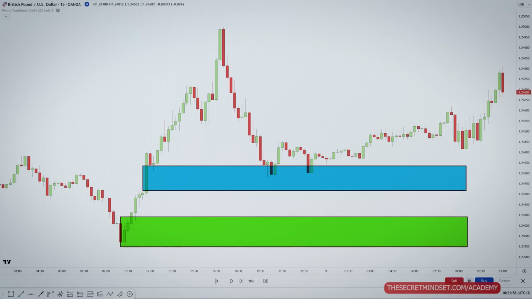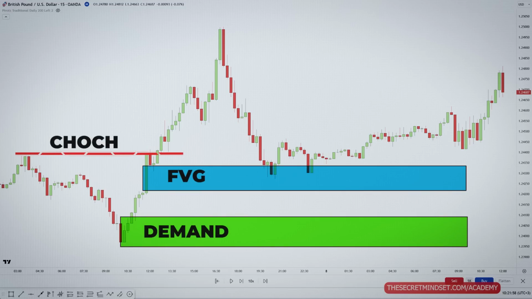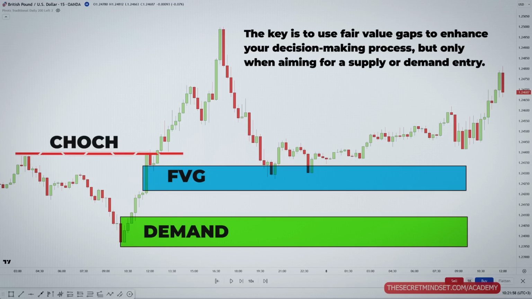Now, very important, we are not directly trading the imbalance zone itself. This is one of the most common mistakes. If you would trade all the fair value gaps you see on the chart, you'll end up with 50 trades in a single day. The key is to use the fair value gaps to enhance your decision-making process, but only when aiming for a supply or demand entry.